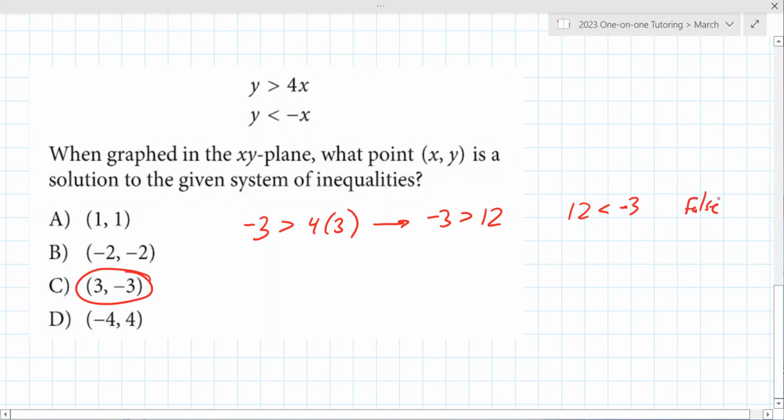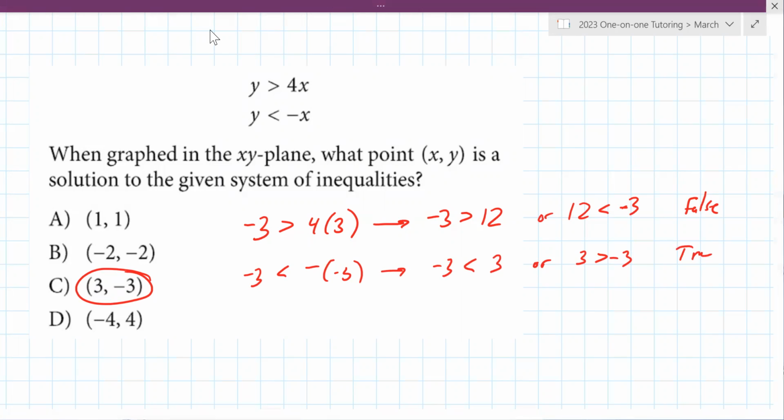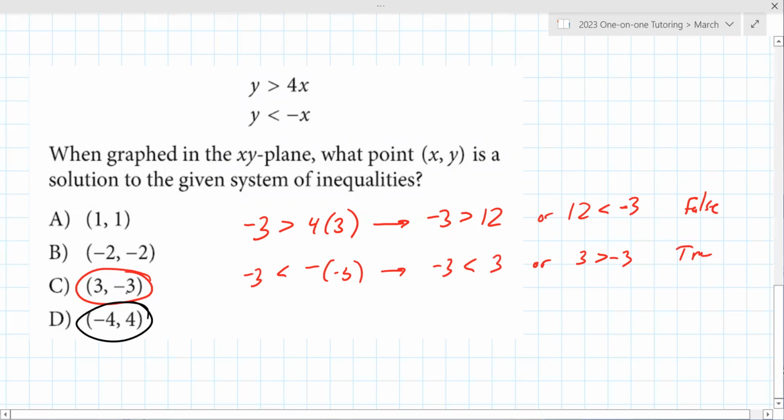Okay, let's do the other one. Let's do -3 less than -3. That's a good one. Is -3 less than 3? Or you can say is 3 greater than -3? 3 is greater than -3. That's true. Okay. All right, let's look at the last one here. Is 4 greater than 4 times -4? Is 4 greater than -16?